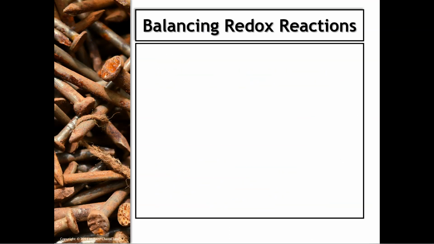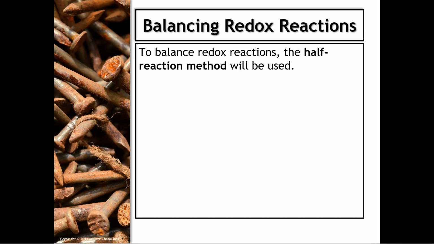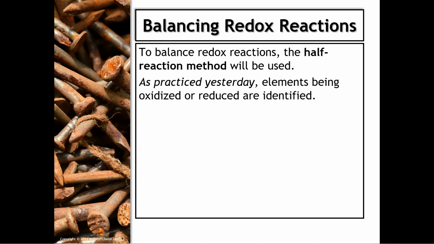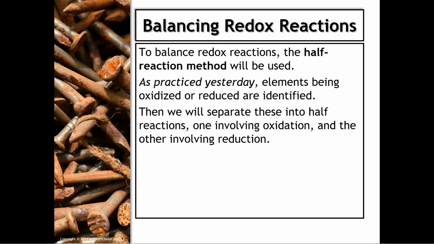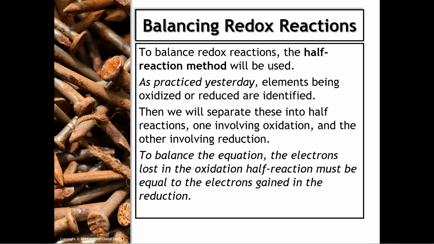Okay, so now we'll take what we learned in the sim and apply it to balancing. As we've mentioned, to balance redox reactions, we're going to use something called the half reaction method. So we're going to build on what we learned yesterday. As practiced yesterday, elements that are oxidized or reduced are going to be identified, and then we will separate these into half reactions, one involving oxidation and the other reduction. To balance the equation, the electrons lost in the oxidation half reaction must be equal to the electrons gained in the reduction.